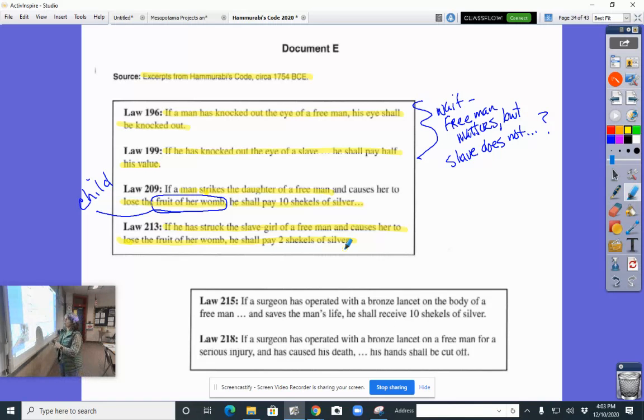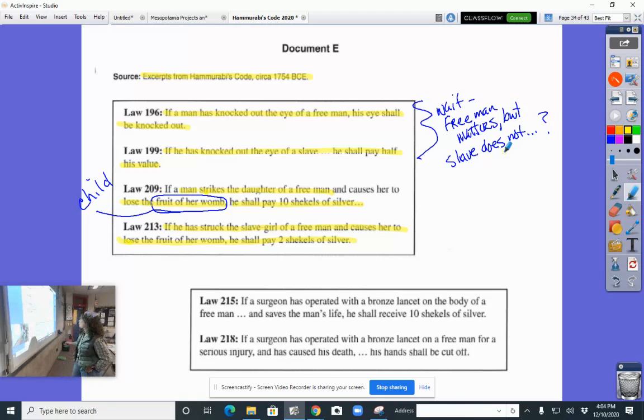And then understand that it's the daughter of a free man or the slave girl of a free man, this is all tied around the free man, right? What if it's a slave man? Well, remember we talked earlier. We said earlier that slaves didn't really matter to him, right? So slaves aren't going to have rights as they relate to these laws.